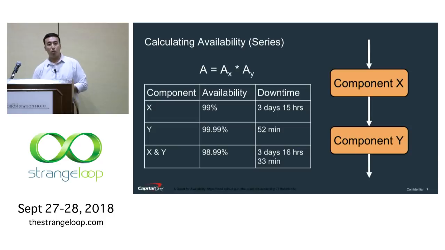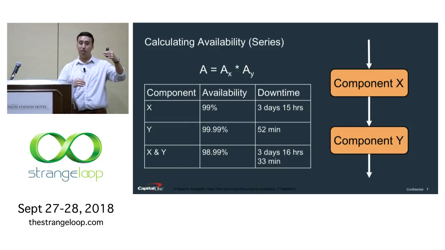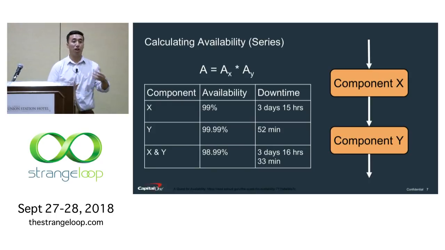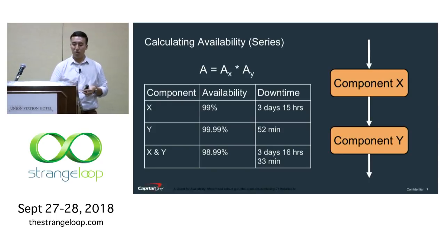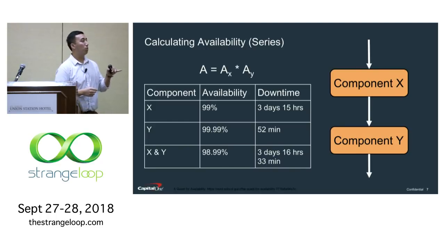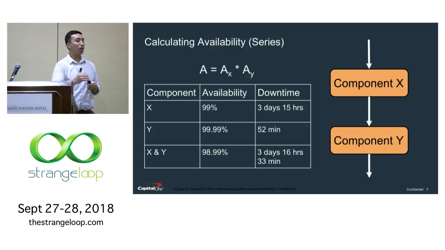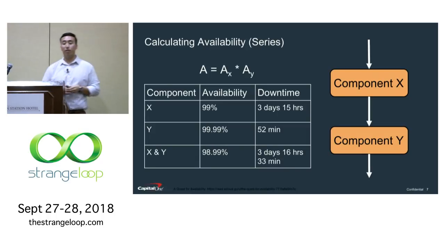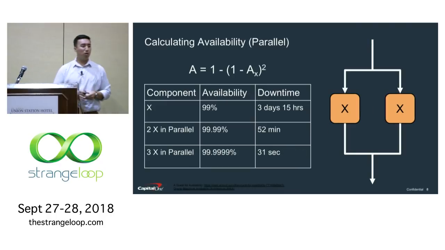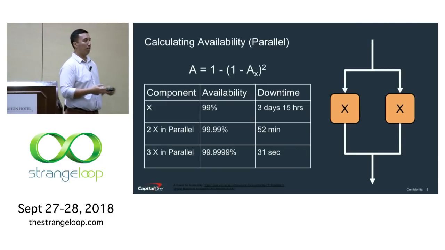When you put them in series, where X is dependent on Y, your availability can be calculated via the product of those availabilities. And we're down to 98.99 availability. And our downtime per year is now 3 days, 16 hours, and 33 minutes. And if you've noticed, our new availability levels are lower than the other components individually. So what do we take away from this? More downstream dependencies, less availability. But what happens when we have something in parallel versus in series?